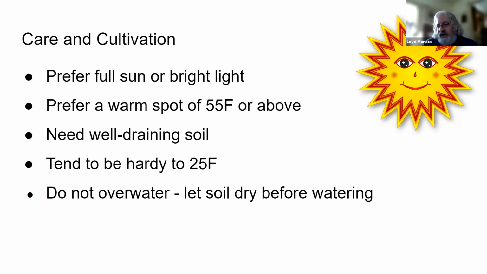They tend to be hardy to 25 degrees on some. Some of them are only going to be hardy to 50, so you're going to need to check on that for some of the more unusual, rare varieties. But quite a few of them that you're going to run into normally will be hardy to 25. And again, I've said, do not overwater. I can't stress that enough. They're also going to like a well-draining soil.